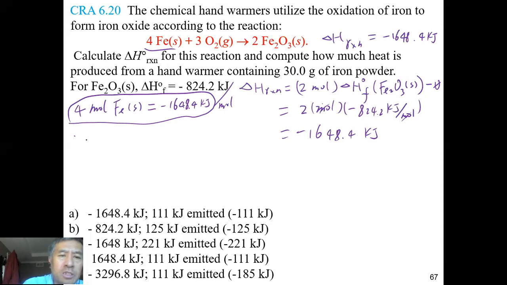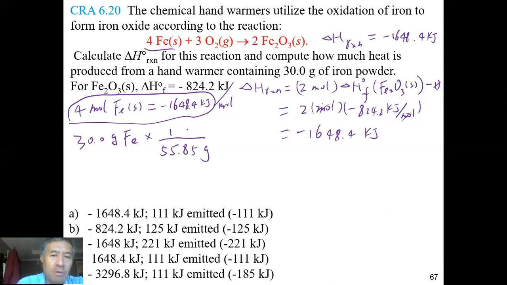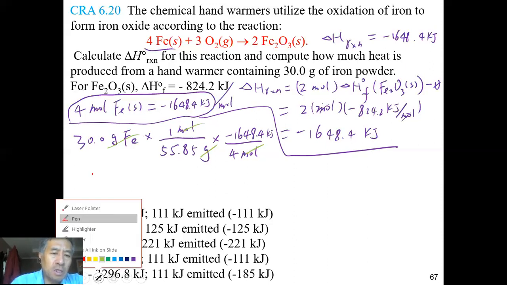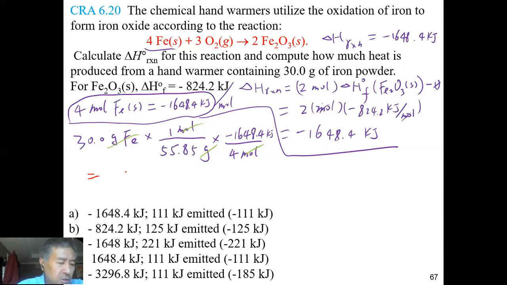What you do now, you will start with 30.0 gram of Fe, and use the molar mass of Fe. Molar mass of Fe is simple because there's only one Fe. From the periodic table, you find the molar mass of Fe is 55.85 gram for one mole. And then we are going to use this equation to cancel out the mole of Fe. 4 mole Fe is equivalent to negative 1648.4 kJ. So you can see the cancellations. Gram cancels out, mole cancels out, we get kJ. All right, so this actually becomes negative 221 kJ.